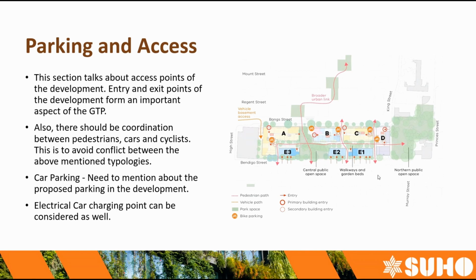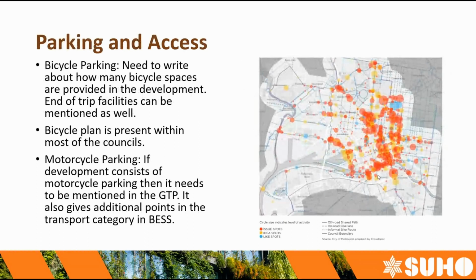Car parking, we need to mention parking or proposed parking in the development. Electrical car charging point can be considered as well. We'll discuss that later. And continuing from there, we need to write about how many bicycle spaces are provided in the development. Then we can mention end-of-trip facilities as well.